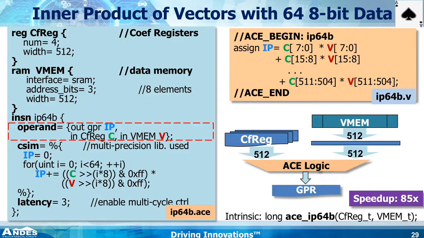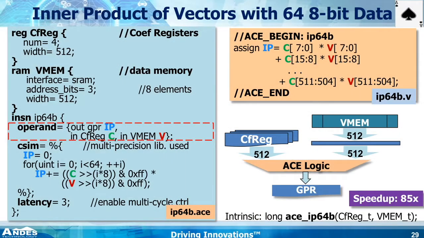So once you define the data type, you can define the input and output of the instruction. One of the inputs is C, from the coefficient register. The other one is V, from the vector memory. And the inner product is about 22 bits, so you can put that into a GPR, which is a general purpose register.